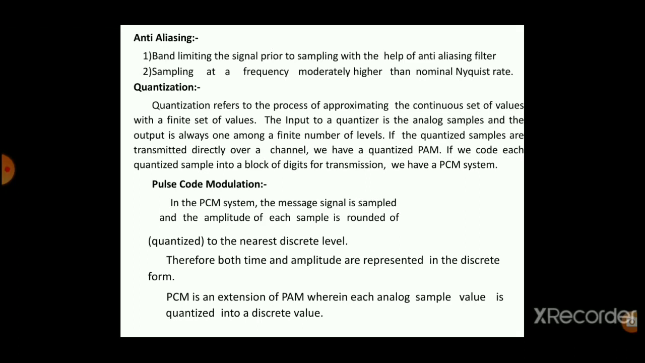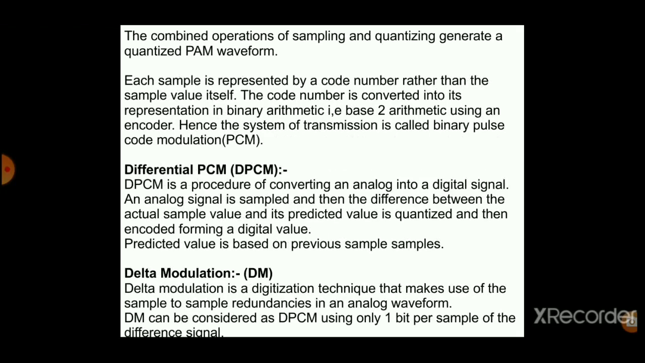In a PCM system, the message signal is sampled and the amplitude of each sample is rounded off, quantized to the nearest discrete level. Therefore, both time and amplitude are represented in discrete form. PCM is an extension of PAM wherein each analog sample value is quantized into a discrete level. The combined operations of sampling and quantizing generate a quantized PAM waveform.